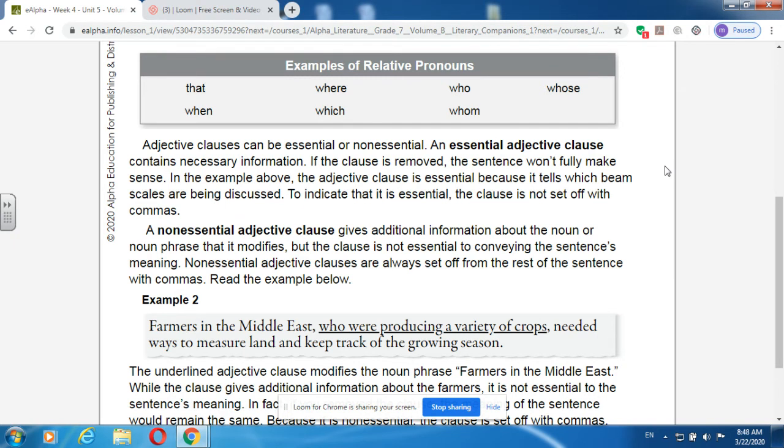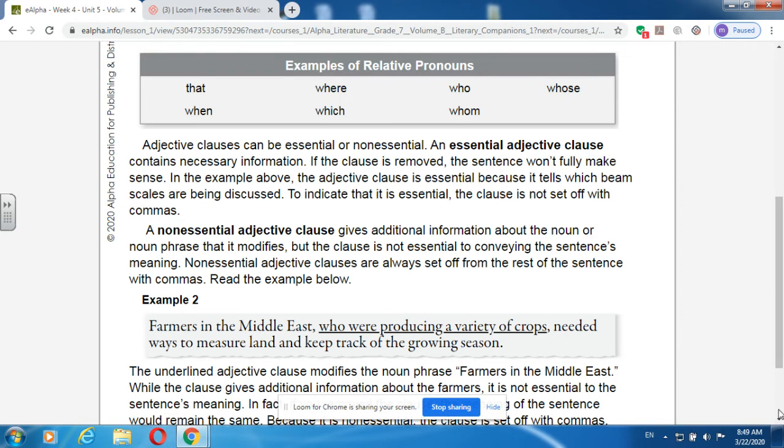So now let's go to a non-essential adjective clause. A non-essential adjective clause gives additional information about the noun or noun phrase that it modifies, but the clause is not essential to conveying the sentence meaning. Non-essential adjective clauses are always set off from the rest of the sentence with a comma. So if you see an adjective clause separated from the sentence with a comma, then you know it's non-essential. Non-essential means it's not needed.